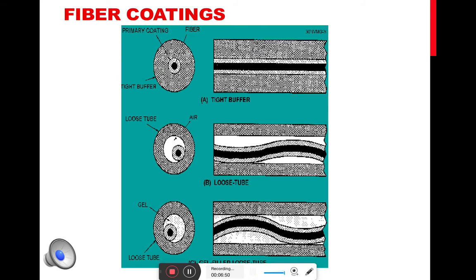So we have an optical fiber. On top of that, there is a coating, primary or secondary coating. On top of that, we give a gel. On top of the gel is our buffer jacket that comes on the outside.